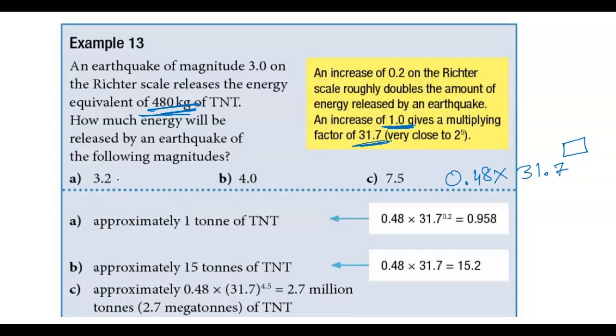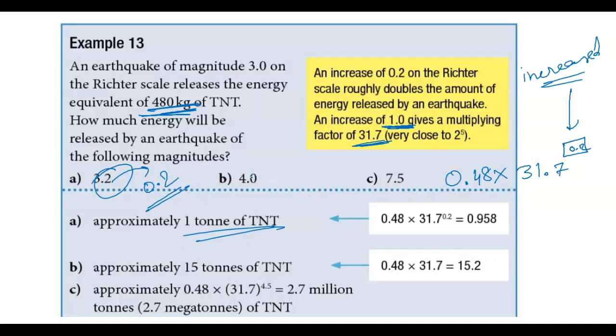Suppose I have an earthquake of 3.2. So how much is the increase? The increase is 0.2. Here we will have the increased quantity 0.2, and the answer would be approximately 1 ton of TNT.